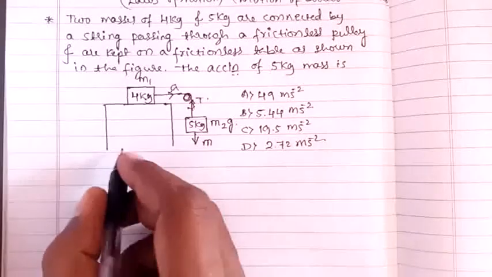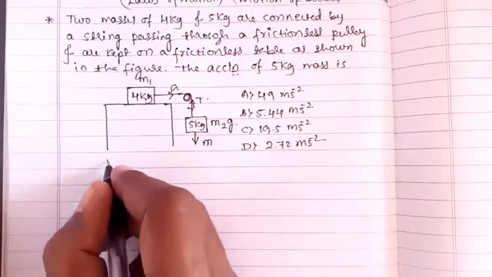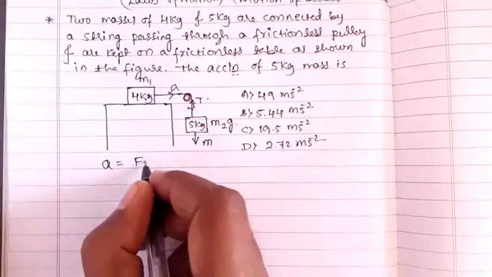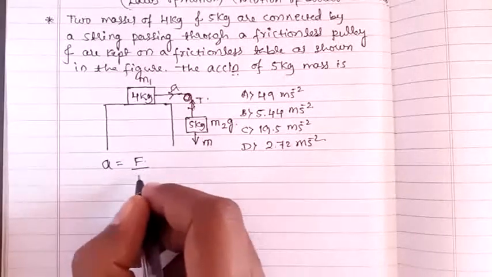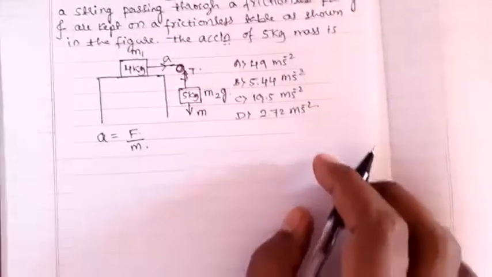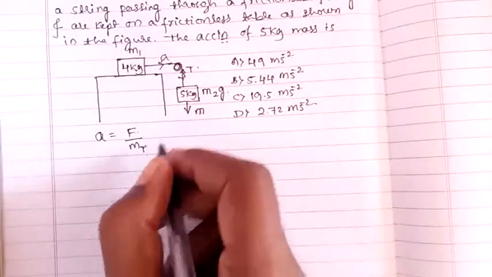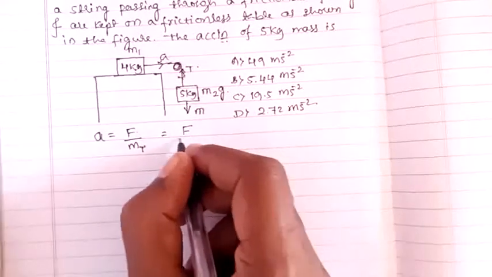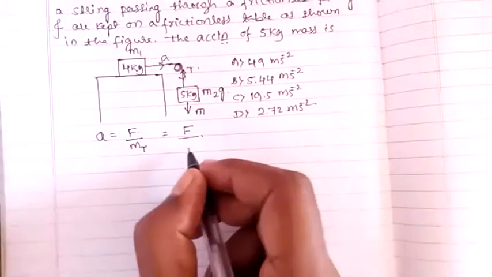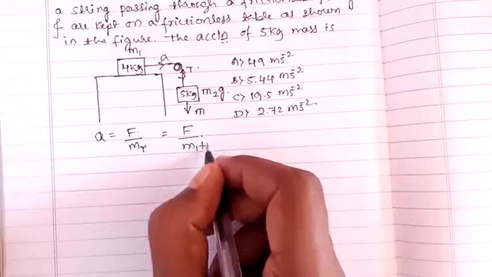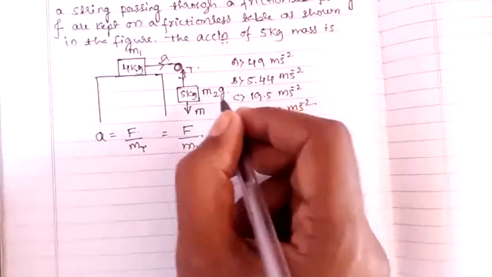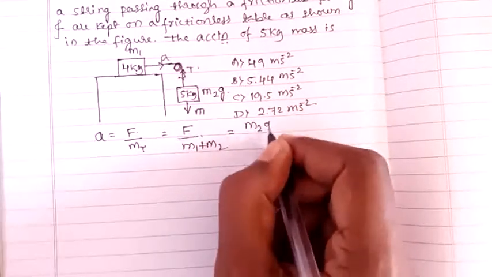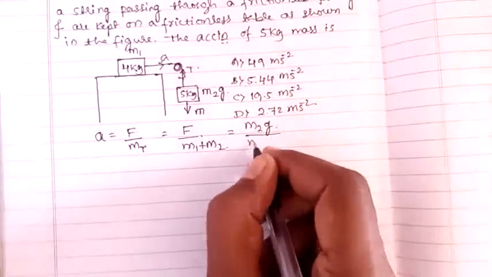That acceleration can be written as a is equal to the total force divided by the total mass. What is the total mass here? a equals F divided by the total mass, here m1 plus m2. Then this F is nothing but m2 into g. So a equals m2 g divided by m1 plus m2.